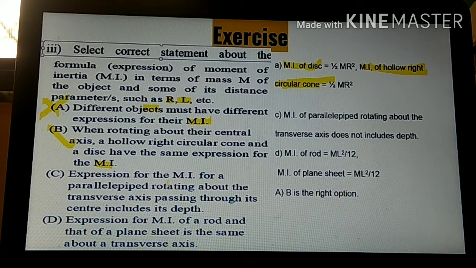Next one. Expression for moment of inertia of a parallelogram rotating about its transverse axis, parallel to and passing through its center, includes depth. It is not including depth, so we will not be considering C. Next one. Expression for moment of inertia of a rod and that of a rectangular sheet is same about the transverse axis. Moment of inertia of the rod is different, that is ml square upon 12, as well as moment of inertia of a plane sheet is also different. So this is also wrong. So correct option is B.